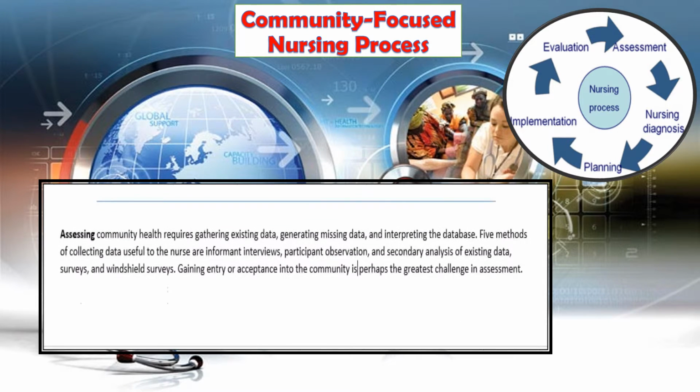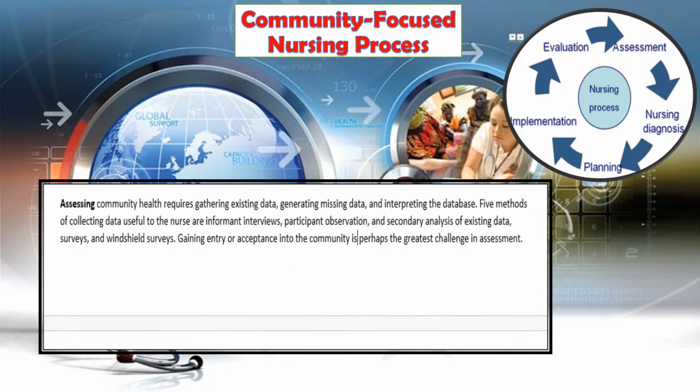In assessing the community health, it requires you gather data that's existing, you generate any missing data, you interpret the database. Five methods of collecting data in the community could be through informant interviews, participant observations, secondary analysis of existing data, surveys, and windshield surveys are great ways to gather data. So for this class, you will gather data using a windshield survey.